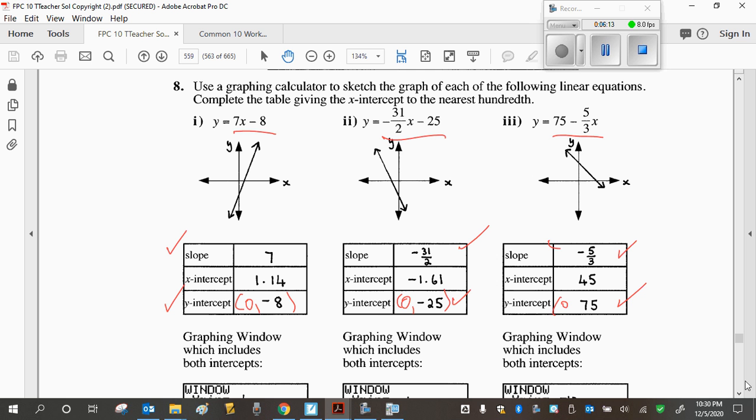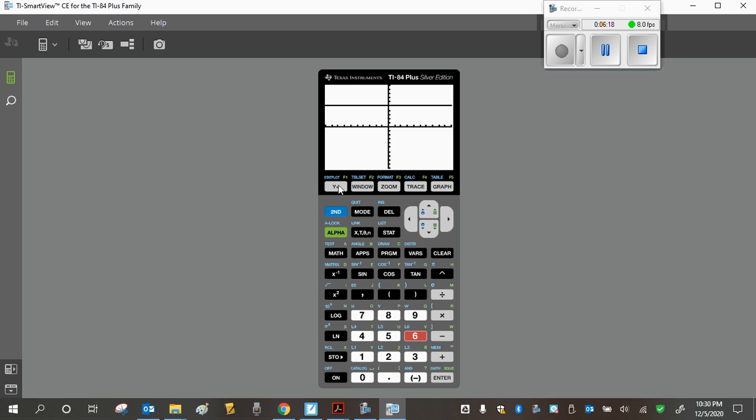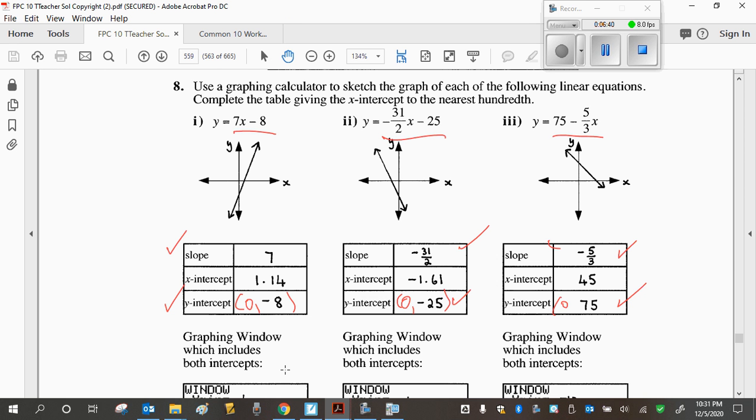Now, to get y equals 7x subtract 8, graph. You already know the y-intercept is negative 8, but to confirm it, second calculate value button, x equals 0, and if you press enter, you get 0, negative 8. To get the x-intercept, let's go back here. Don't forget, x-intercept is the 0 button on your calculator.